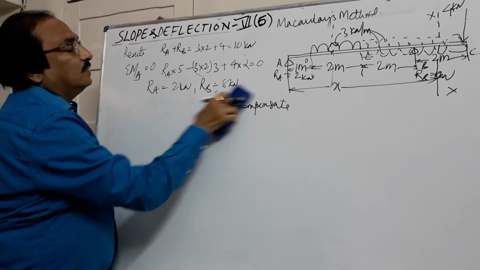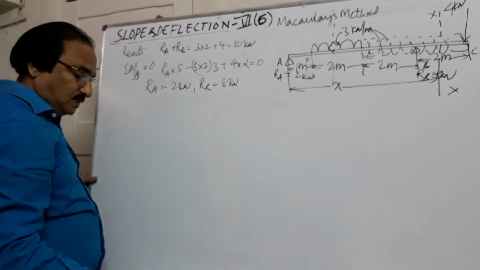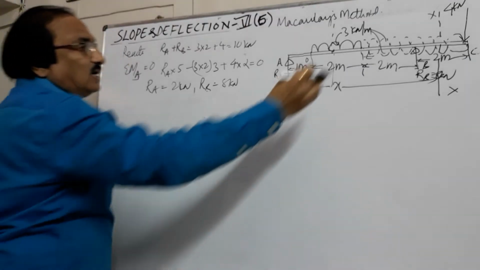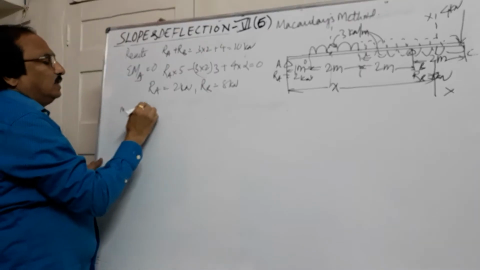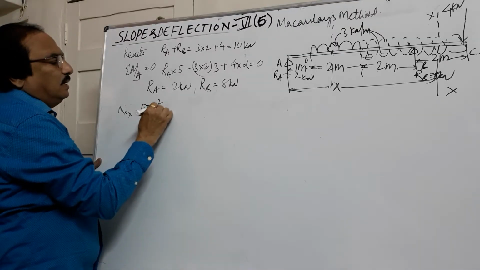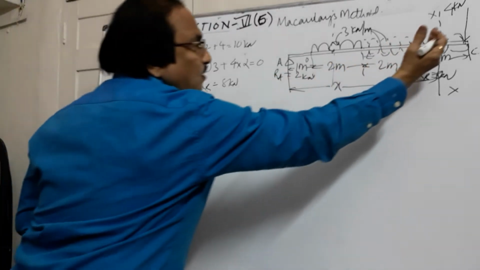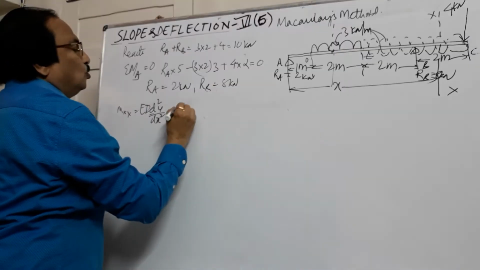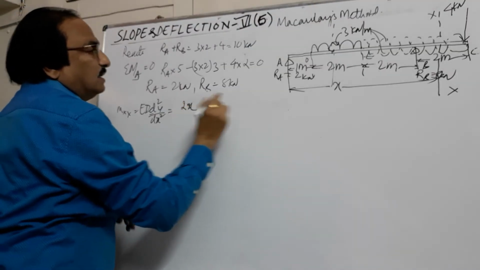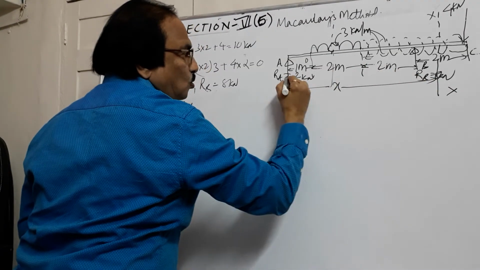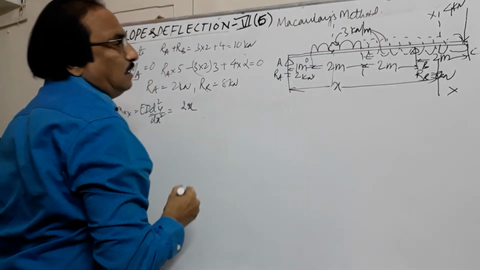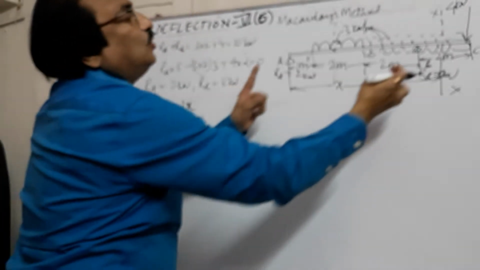Now we will try to write the slope and deflection equation. Here we have taken the section, and the moment at the section XX will be equal to EI d2y by dx square. Let us take moment here. RA is 2 into its perpendicular distance x, so 2 into x, upward.